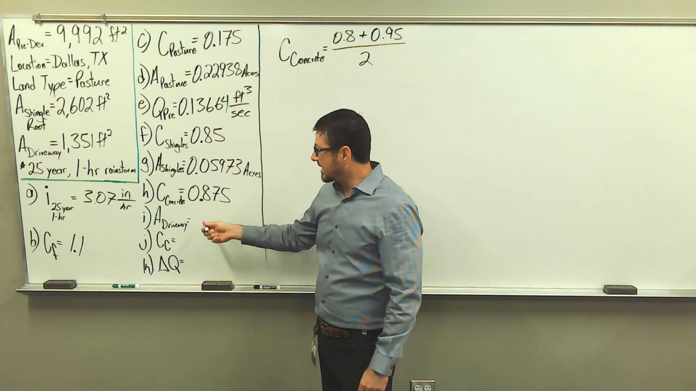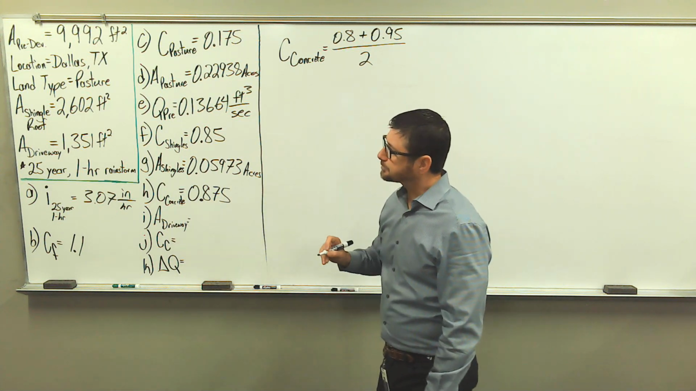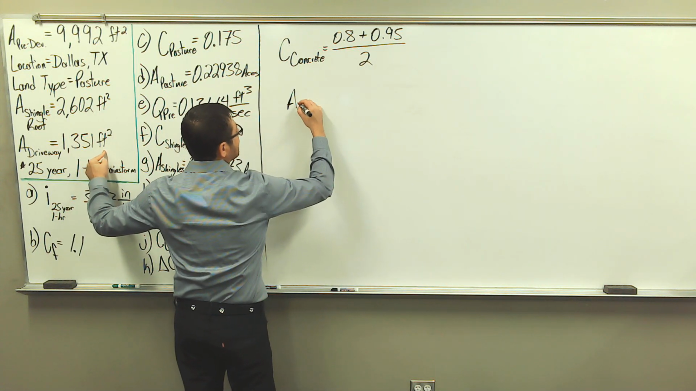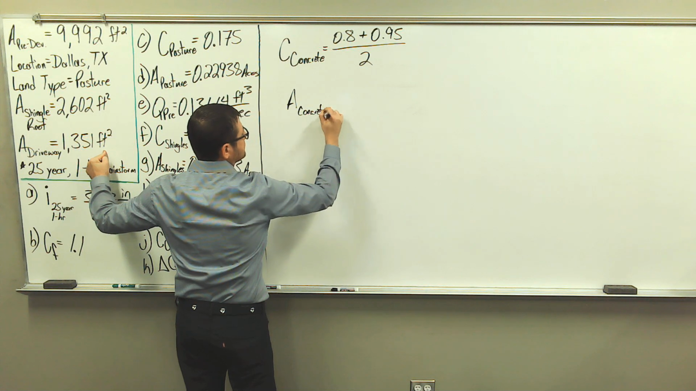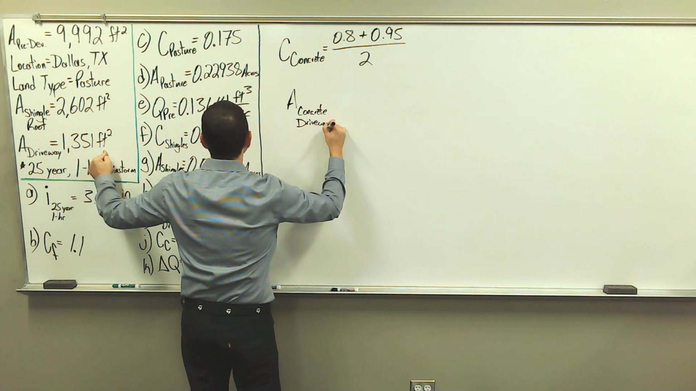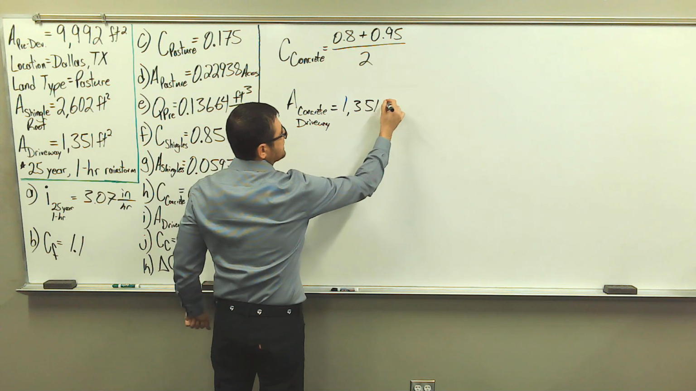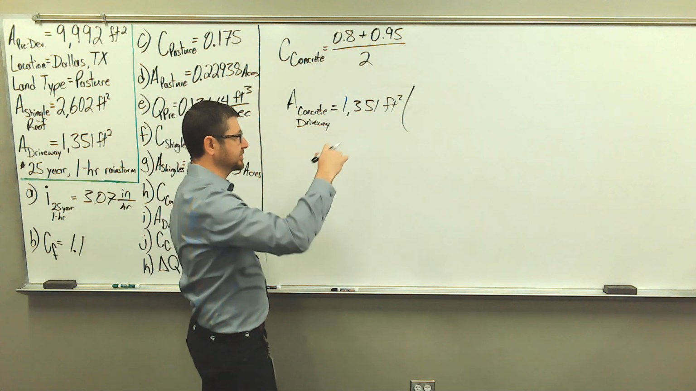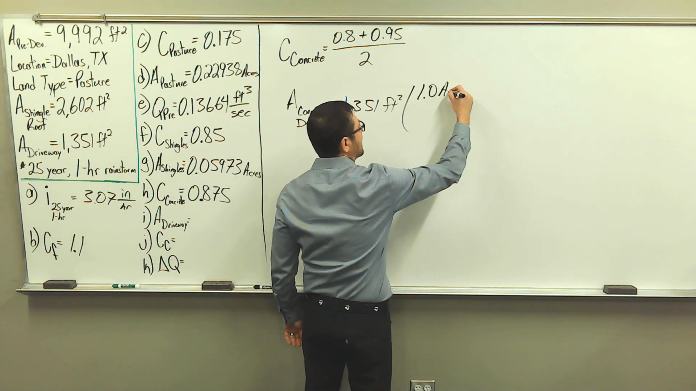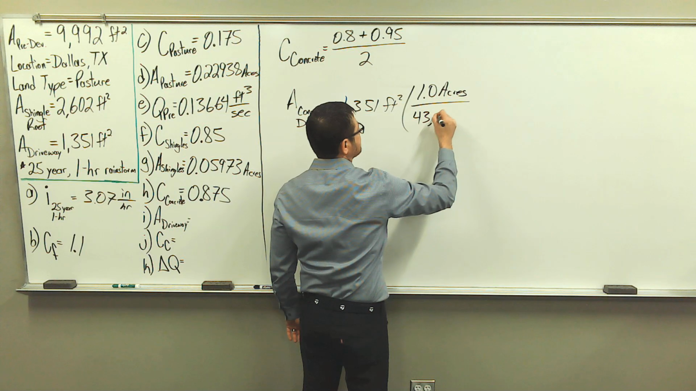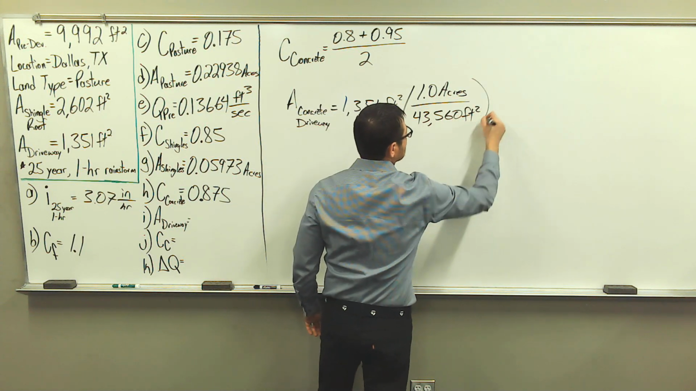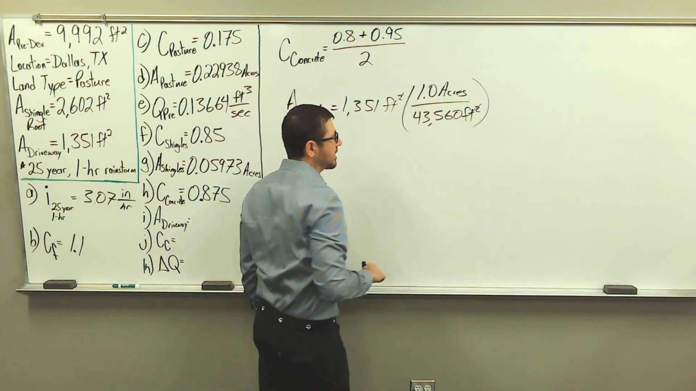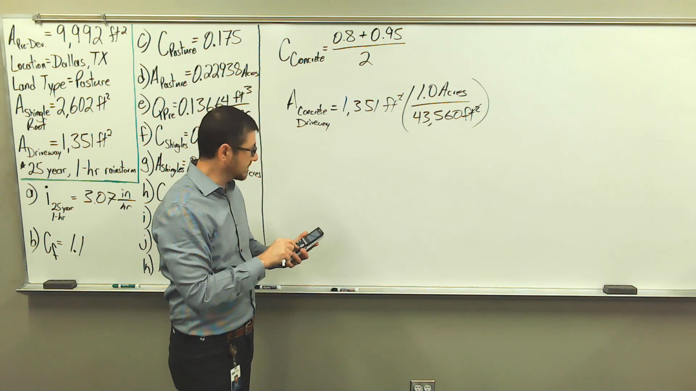Okay, so the area for the concrete driveway is given to us in units of square feet. So, area of concrete driveway, 1,351 square feet. We're going to use some dimensional analysis to convert from square feet to units of acres. In 1.0 acres, we have 43,560 square feet. You can see that units of square feet will cancel, square feet in the numerator, square feet in the denominator.